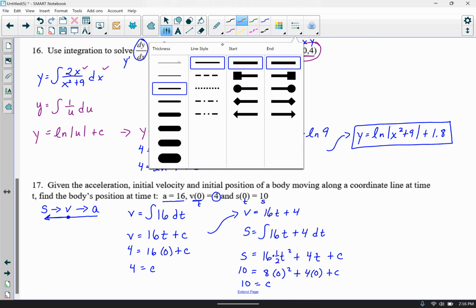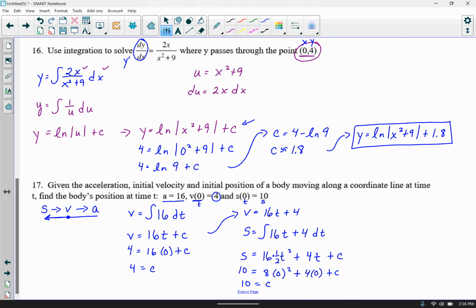Final answer, we have everything we need at this point. We can say that our position function equals that 16 times a half, so that was 8t squared plus 4t plus 10. Final answer.